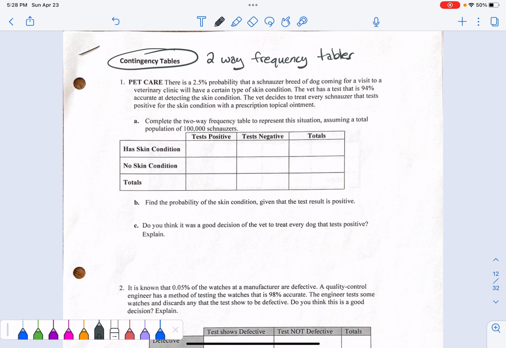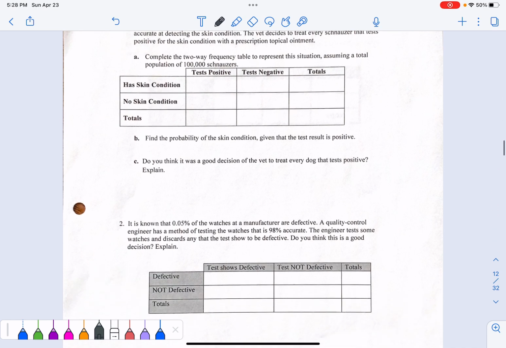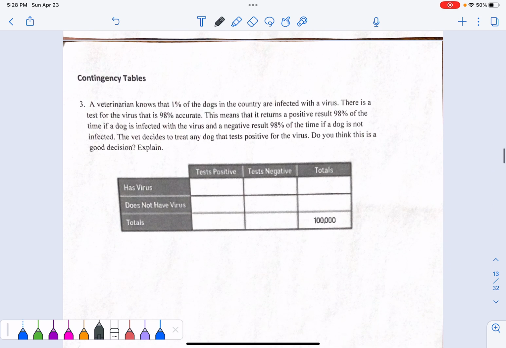So two-way frequency tables, we're going to talk about and do two examples together, and then I'm going to have you do this one on your own for a homework problem. So it should be kind of a short day, shouldn't be too terribly difficult.